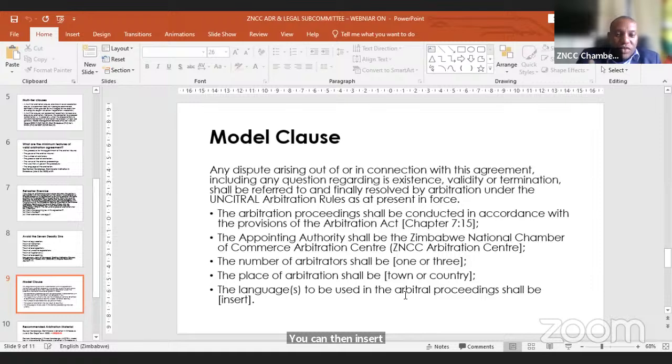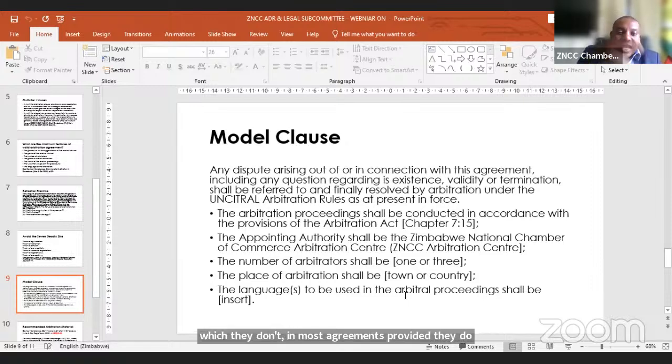If the Commercial Arbitration Center had rules in Zimbabwe, of which they don't, and most agreements provide that they do, they could also provide that the commercial arbitration rules in Zimbabwe. It should also identify that the arbitration proceedings shall be conducted in accordance with the provisions of the Arbitration Act. So, like I said, we've got an Arbitration Act, which may require some amendments because it came into being on the 30th of September, 1996.